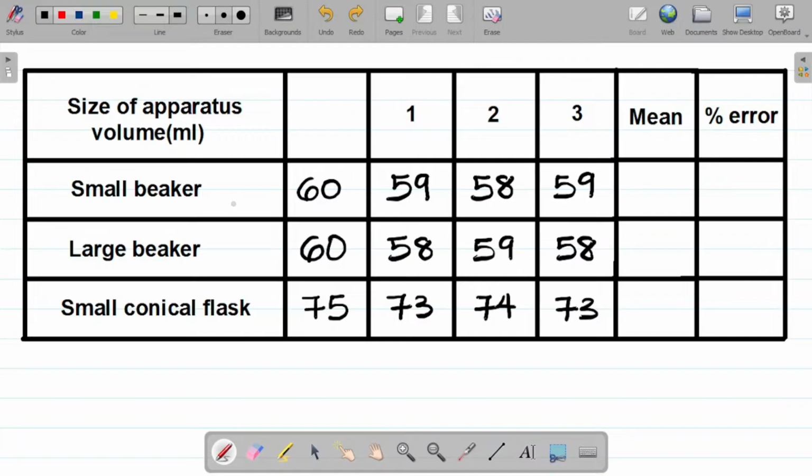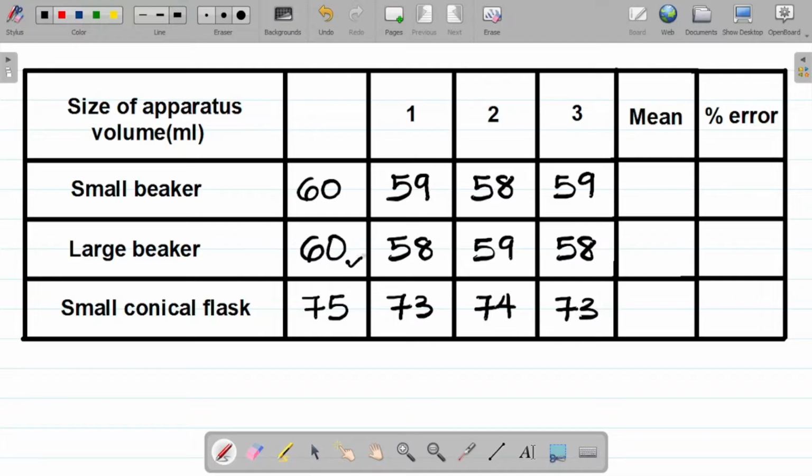Then you'll be asked to measure the volume of these beakers 3 times. From this table, you can see that the first measurement gave us 59 milliliter, the second gave us 58 milliliter for the small beaker, and the third measurement gave us 59 milliliter. Also notice that I did not add milliliter there, because the unit is already indicated in the table as milliliter, so I don't have to keep writing it. It's not necessary.